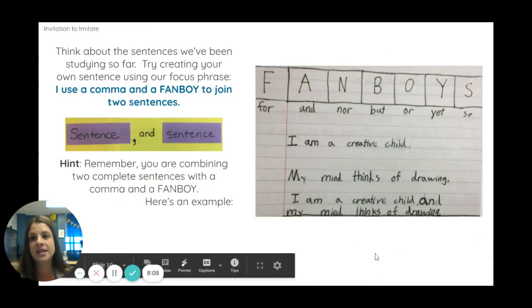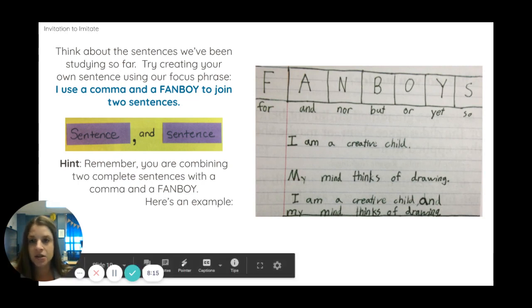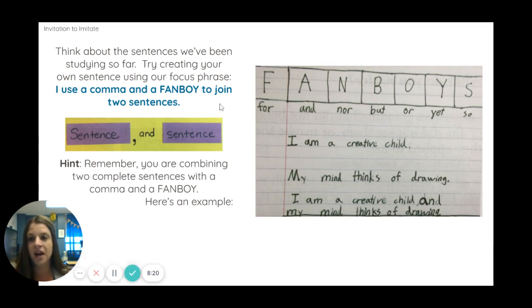So writers, think about the sentences we've been studying so far. I invite you to try to create your own sentence using our focus phrase. So our focus phrase was, I use a comma and a fanboy to join two sentences. And here's our visual reminder. Sentence, comma, and sentence. So here's a hint. Remember, you're combining two complete sentences with a comma and a fanboy.